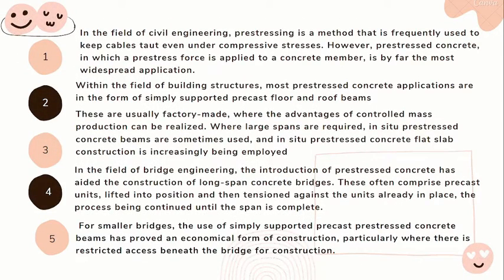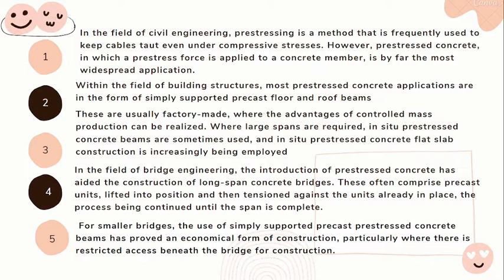In the field of civil engineering, prestressing is a method that is frequently used to keep cables taut even under compressive stresses. However, prestressed concrete, in which a prestress force is applied to a concrete member, is by far the most widespread application. Within the field of building structures, most prestressed concrete applications are in the form of simply supported precast floor and roof beams. These are usually factory-made, where the advantages of controlled mass production can be realized. Where large spans are required, in situ prestressed concrete beams are sometimes used, and in situ prestressed concrete flat slab construction is increasingly being employed.